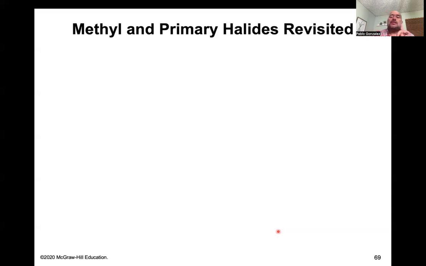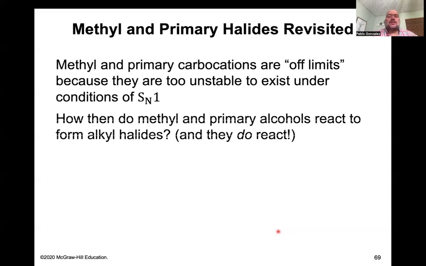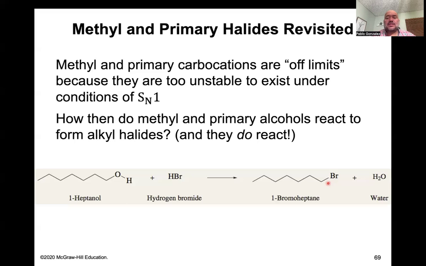It can't go through the unimolecular nucleophilic substitution, because through that mechanism we're going to create carbocations, and we know that primary and methyl carbocations are pretty unstable. So they can't go through an SN1 reaction, okay? So what type of mechanism are they going to go through? Let's go over this. How then do methyl and primary alcohols react to form alkyl halides? And they do react, okay? We can have this type of product, but it's not going to be through the SN1 reaction. However, the steps are pretty similar, okay?